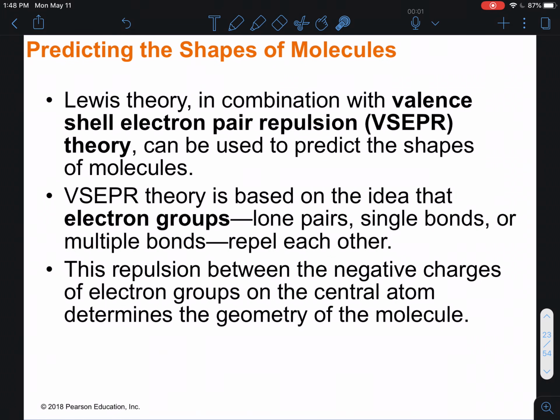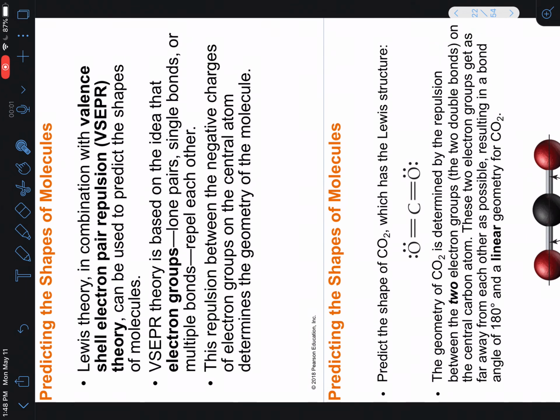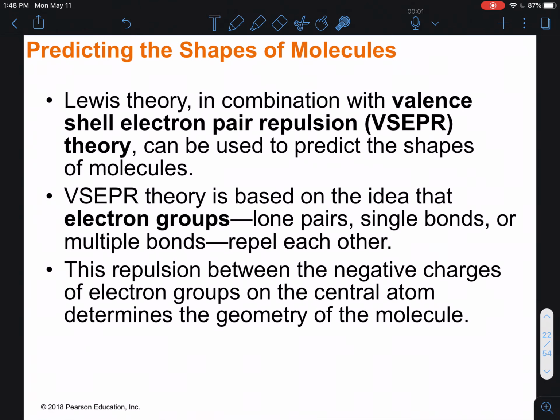So we learned already how to write Lewis structures. How does that help us predict what the molecule is going to look like? We can take the Lewis theory and combine it with a new theory called VSEPR, which stands for valence shell electron pair repulsion theory. If we combine those two theories, we can predict what the 3D structure of a molecule is going to look like.